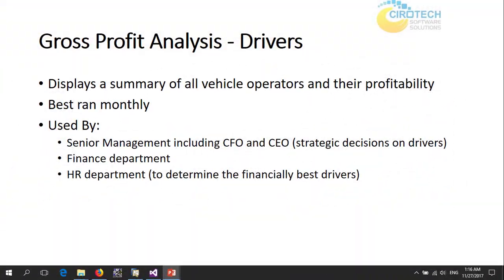Gross profit analysis by drivers. Also similar, displays a summary of all vehicle operators and their profitability, normally run monthly, and is used by senior management in order to look at how busy their drivers are, how profitable the individual drivers are, as well as HR departments when they're looking at incentive schemes for drivers.